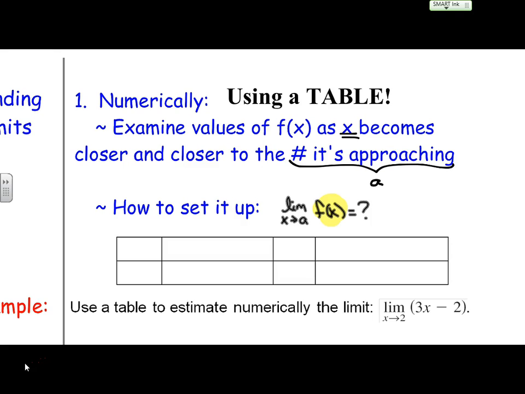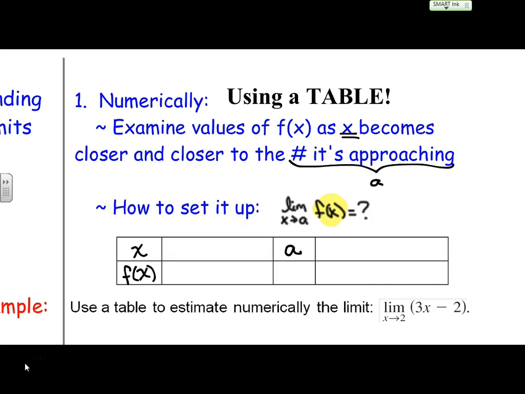X is approaching A. A is the x value. L is what the answer is, and that's what f of x is approaching, if it is approaching indeed anything from either side. Either side of what? Guys, in a table, don't we usually put the x values and then the f of x values? Who is x approaching? A.